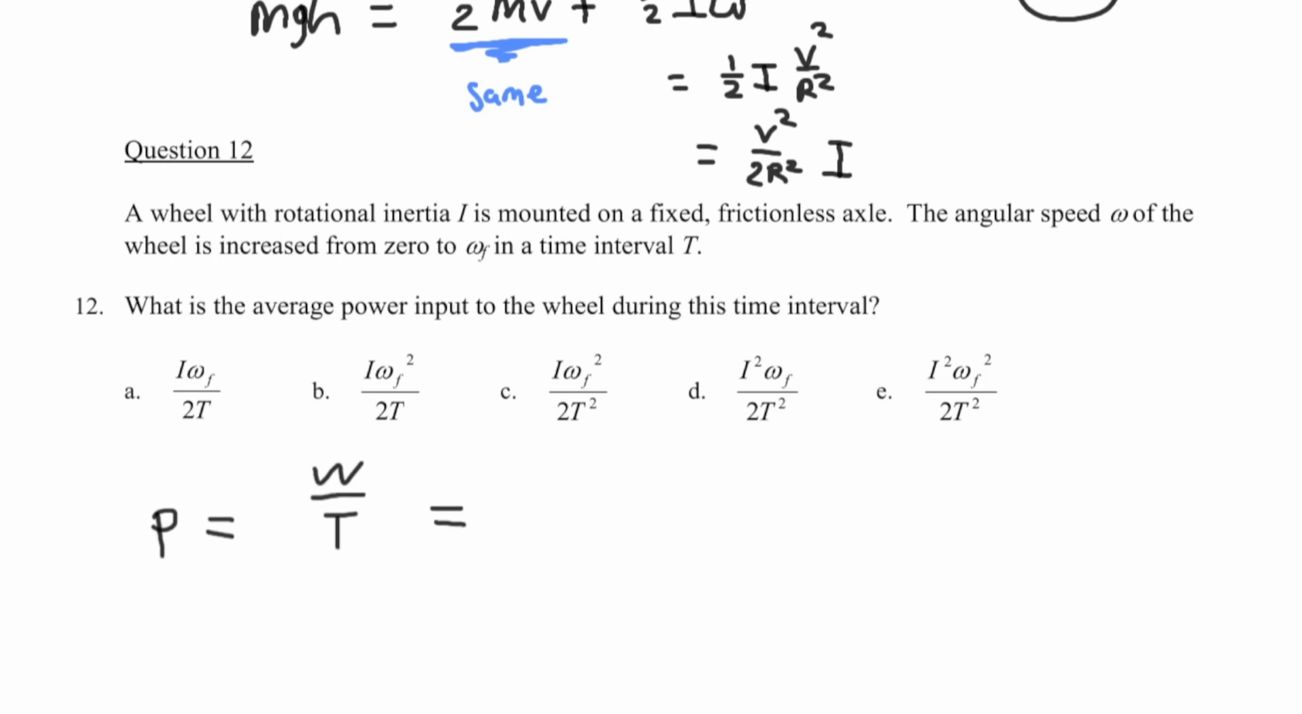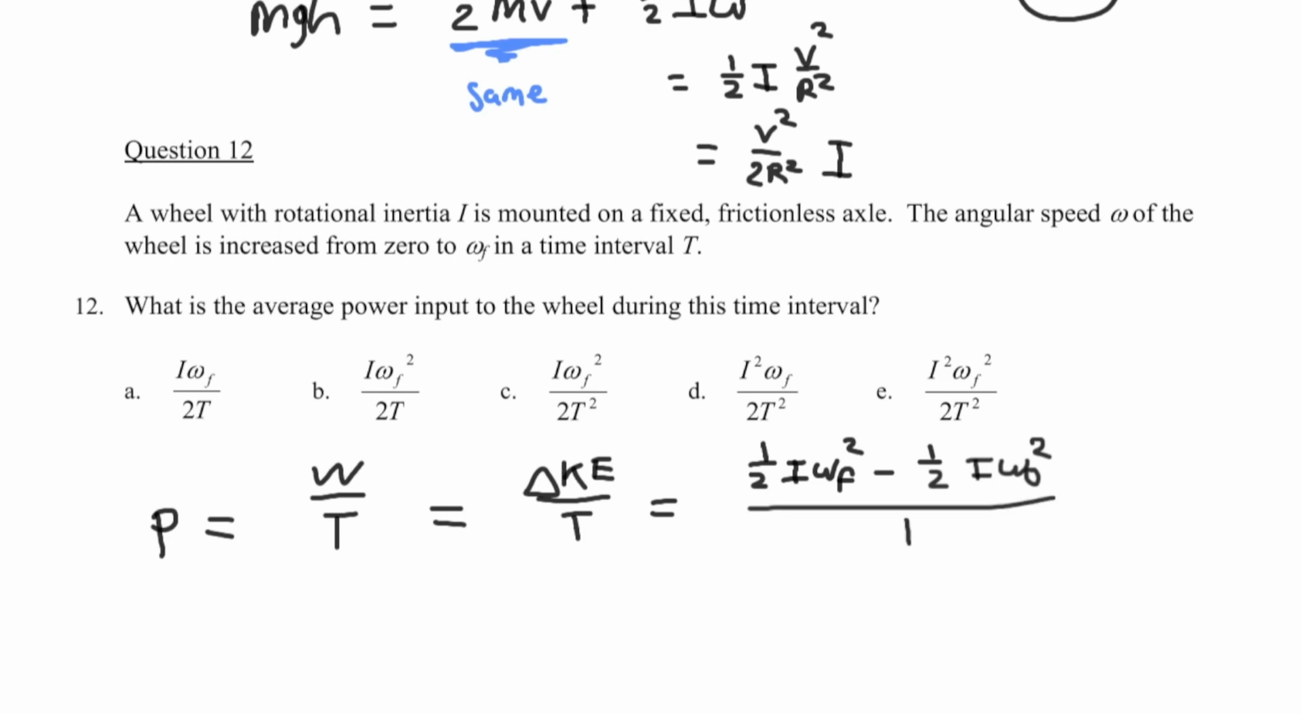But due to the work energy theorem, we know that the work done on an object is nothing but the change in its kinetic energy. And the fact that it's just rotating means this is rotational kinetic energy. So we're just going to take the difference between its starting and ending kinetic energies. But this is actually starting from rest, so this term is 0. Meaning our answer is just I omega f squared over 2t. And that is answer choice B.